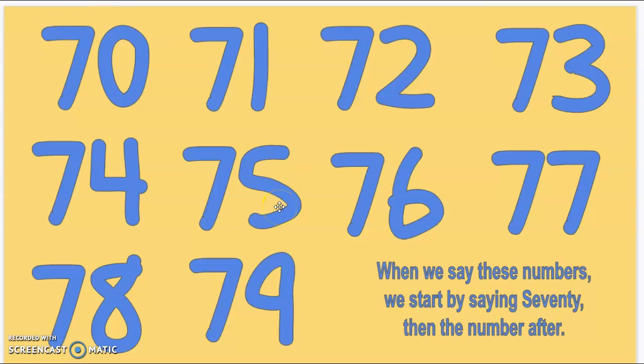Let's look right here. So when we say these numbers, we start by saying 70. And this is the first number in the 70 family, actually the number 70. So when we say these numbers, we're going to say 70, 71, 72, 73, 74, 75, 76, 77, 78, and 79. The 70 family.